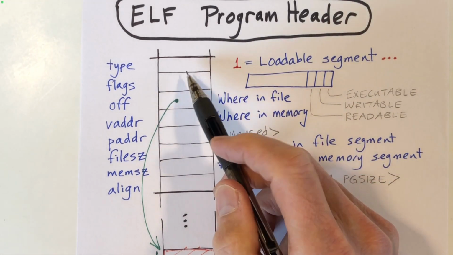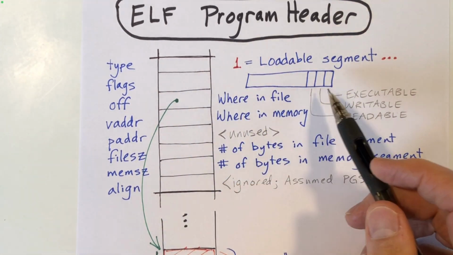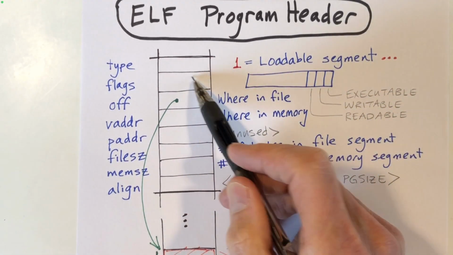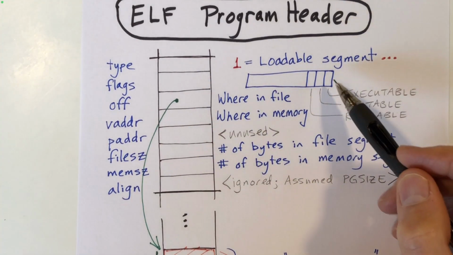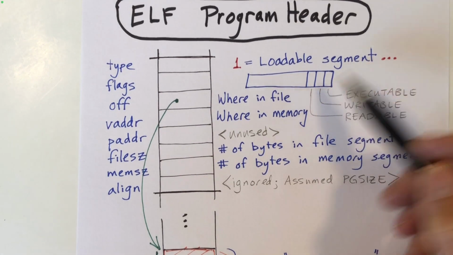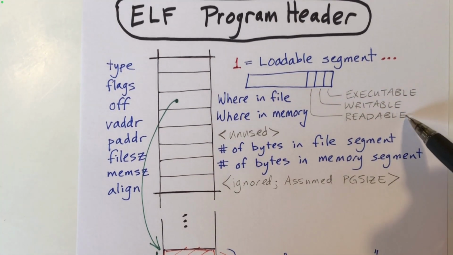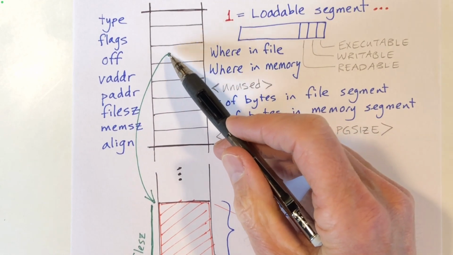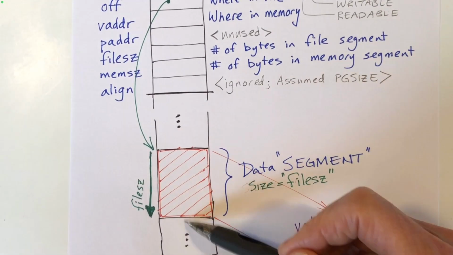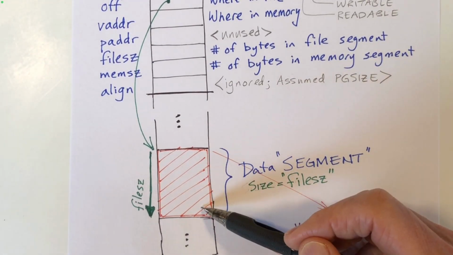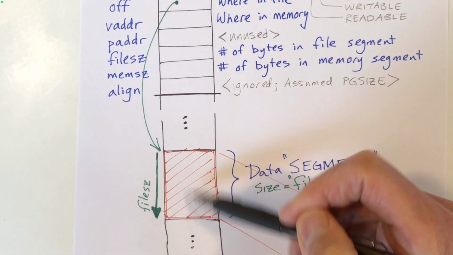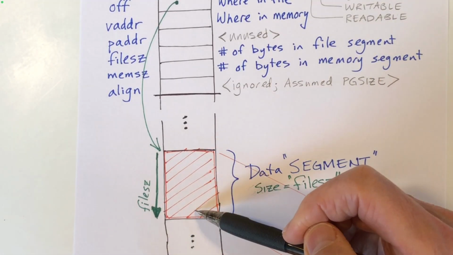The flags field indicates whether this segment should be marked as executable, writable, or readable. So these particular bits in this flags word indicate whether the segment, when it's loaded into memory, should be marked as executable and or writable and or readable. The offset field tells where in the ELF file we can find the data. So this points to the segment. And the file size field indicates how much data is in that segment, that is, how big the segment is.